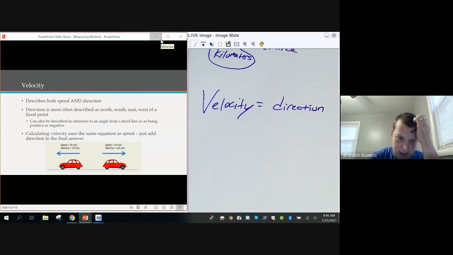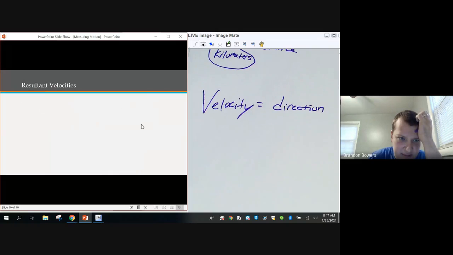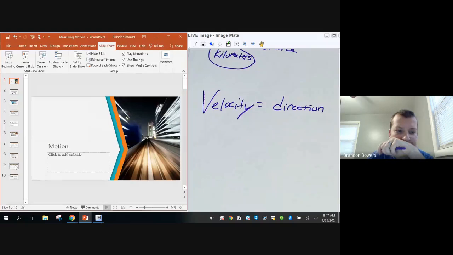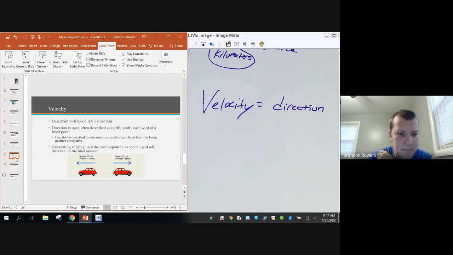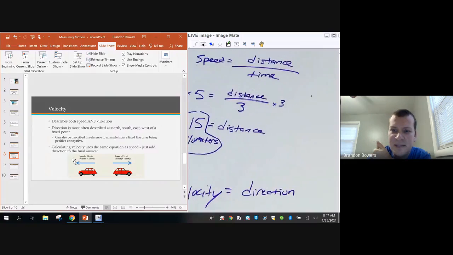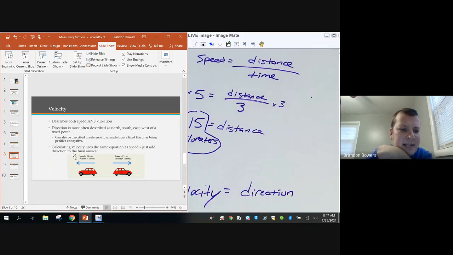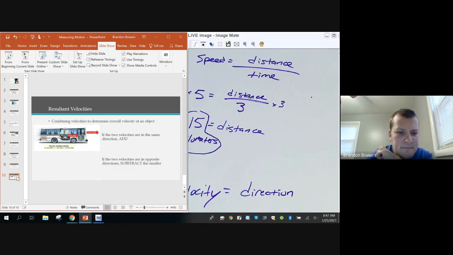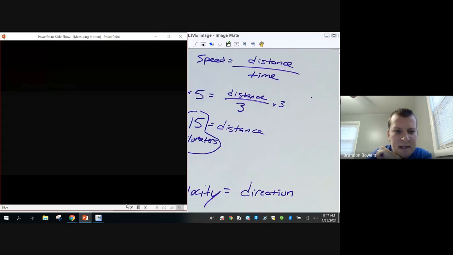Are there any questions on that? There are some examples, but that is it. So it's the same calculations, distance over time. However, in this case, you're adding a direction. I had some example problems, but I think we got it. Actually, let me look. I skipped this one.